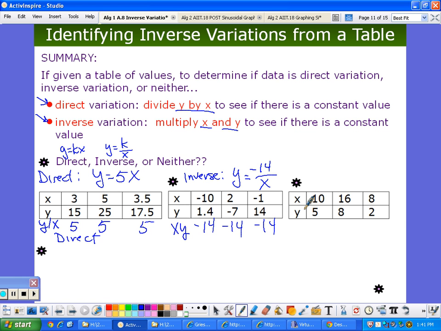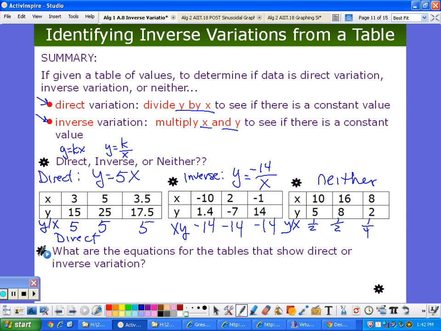So let's try this one. No, let's try y over x. I'll test for direct first. 5 over 10, well, that's a half. 8 over 16, that's a half. Oh, here we go. 2 over 8, 1/4. Right? What if I multiply them? That's 50. Oh, 16 times 8, I know it's not 50. 8 times 2, 16. Neither. Right? It didn't work either way. So that happens too.